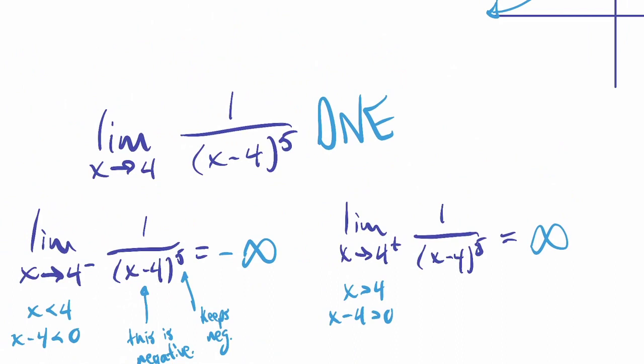Someone in the class asked, could you just say no limit? And you could do that. You could say no result, no limit, does not exist as the standard way. In the WebWork homework, you'll actually type D and E as your answer in that case.